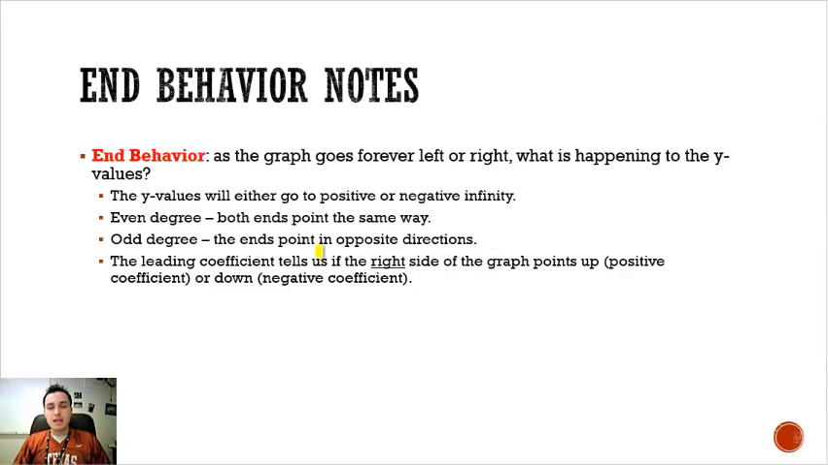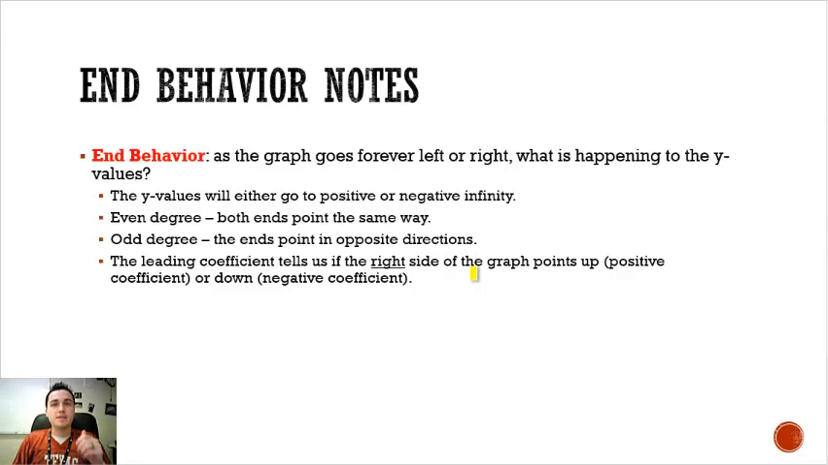Now, the leading coefficient tells us if the right side of the graph will point up or point down. And that all has to do with whether you have a positive or a negative coefficient. If you have a positive leading coefficient, if it starts off as just a regular positive x to the fourth, then the right-hand side of the graph is going to be pointing up. Well, if it's x to the fourth, it's an even degree, so both of them are going to be pointing up.